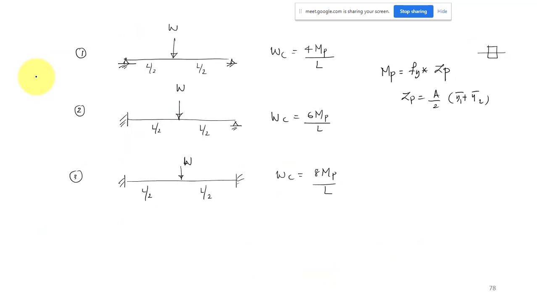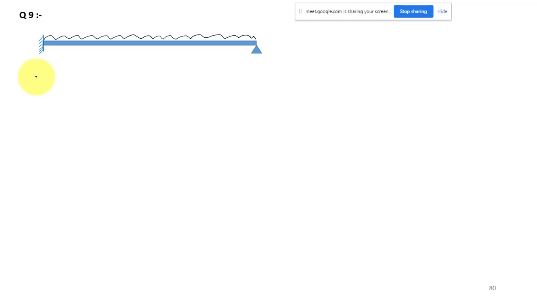Now we will go to question number 9. This is, I would say, a very important question. Many times it will be asked in exams, and this result is also very useful when you are solving continuous beams or frames. Sometimes we can directly use this result. It is a propped cantilever beam subjected to UDL throughout the length. So this question we will solve completely with all the steps, because this is an important question.